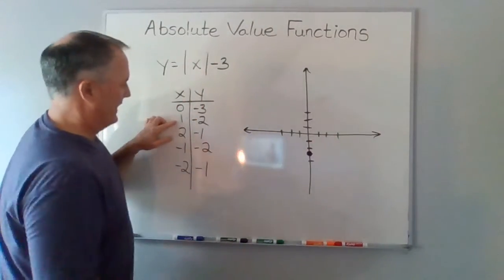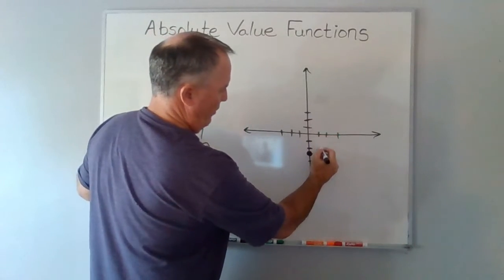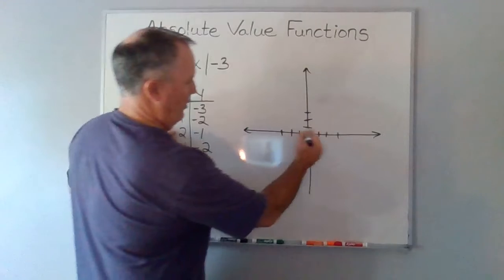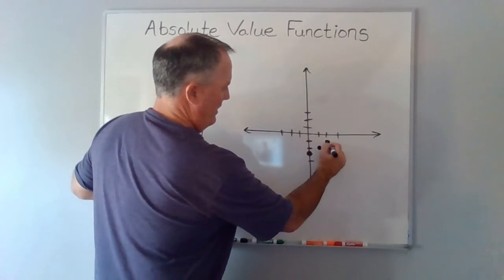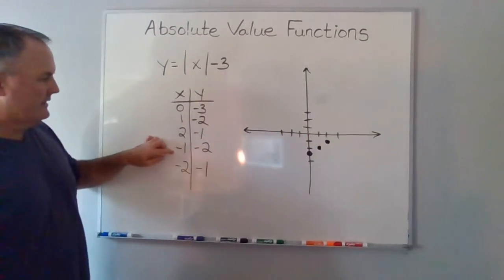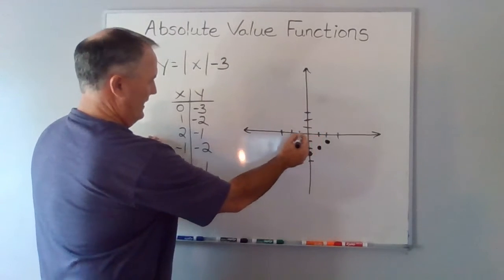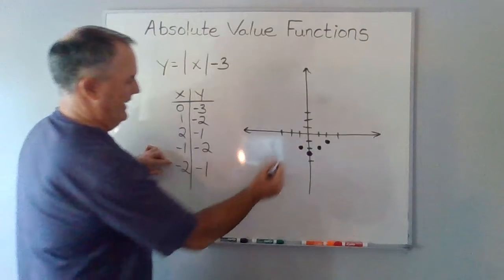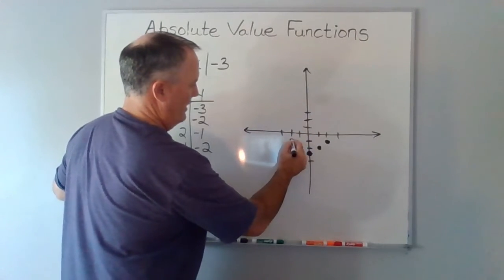So 1 and negative 2. 1 over to the 1, down to negative 2 is right there. 2 and negative 1, go over 2, down 1 on the y-axis. And we go in the other direction. Negative 1, negative 2. And negative 2, negative 1.